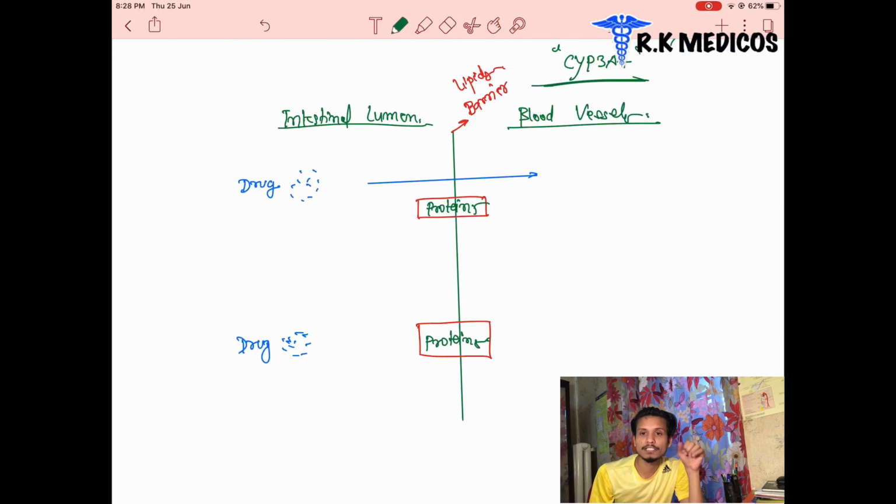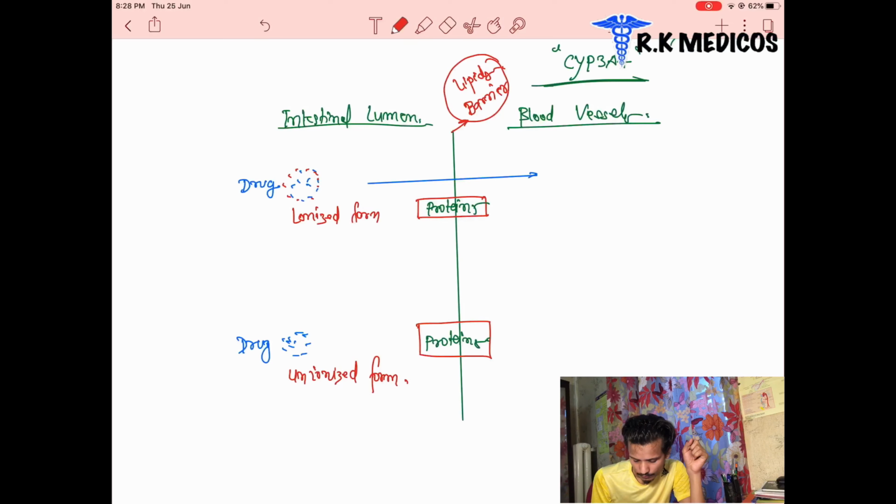These proteins act as receptors that things pass through. This is the lipid barrier, and through this lipid barrier these proteins are passing. Suppose the drugs are mainly in ionized form or maybe unionized form. The proteins, as we know, may be positively charged or negatively charged.